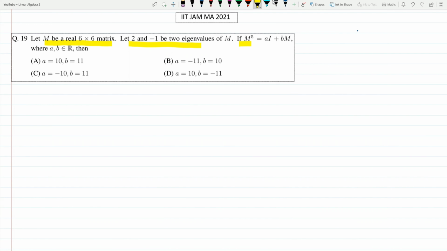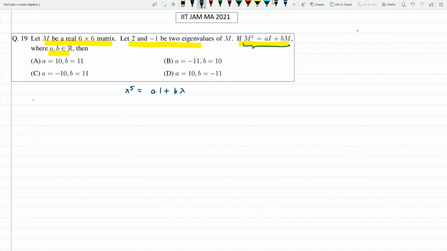And we are given an expression M raised to 5 is equal to a times I plus b times M, where a and b are real numbers. And we are asked to find out the values of a and b. This is quite a simple problem. We'll be using the simple fact that if lambda is an eigenvalue of M, then using this expression, lambda raised to 5 will be equal to a times 1 plus b times lambda.